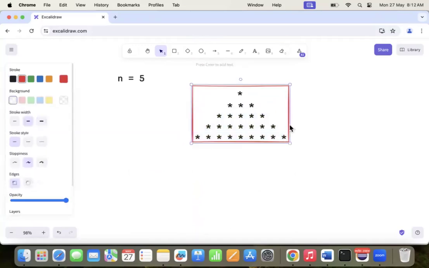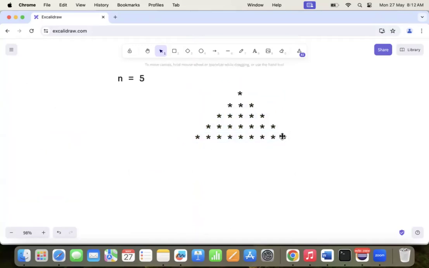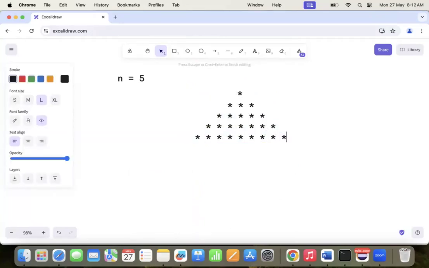Okay, let's first delete this box. Then the output should be, folks, the output should be like this. If n is equal to 5, then you should display the output like this.